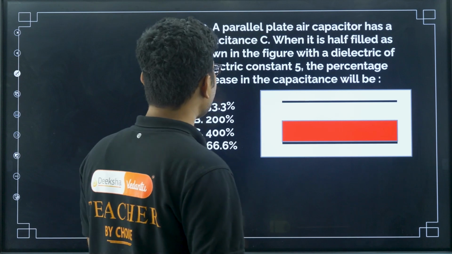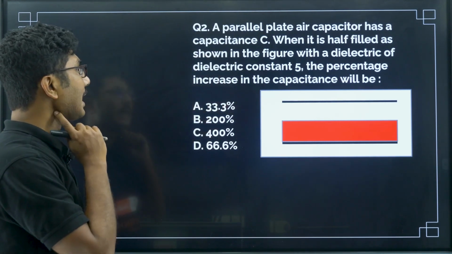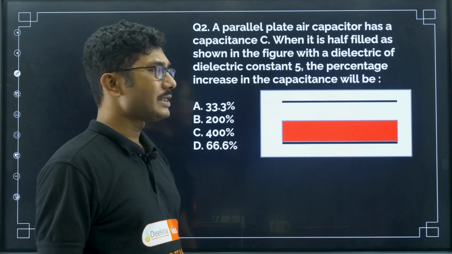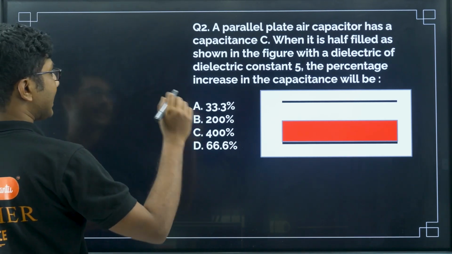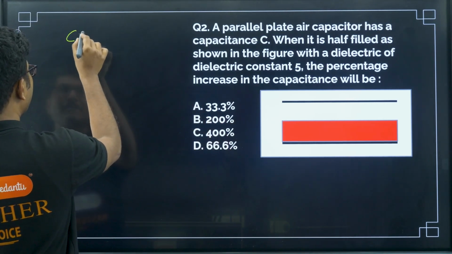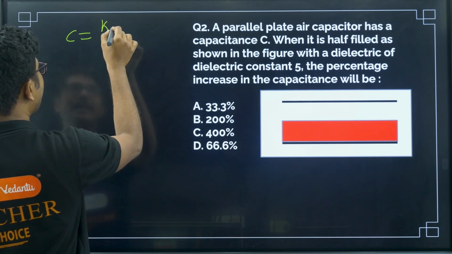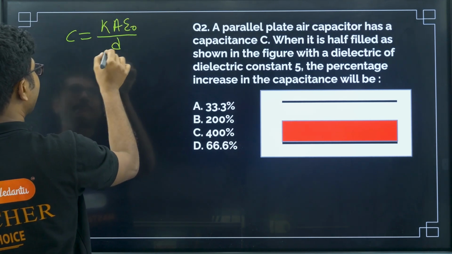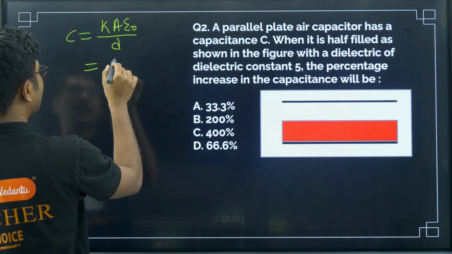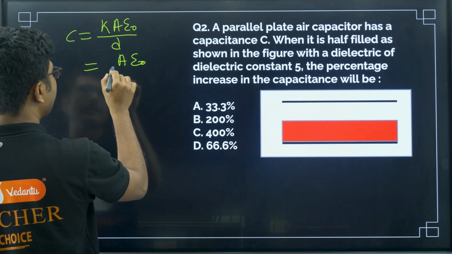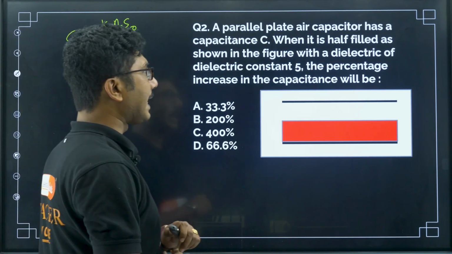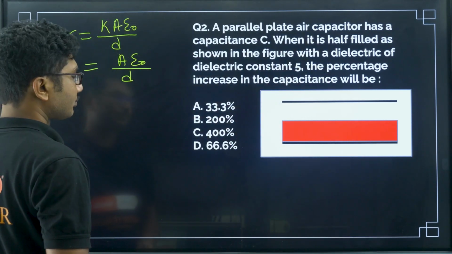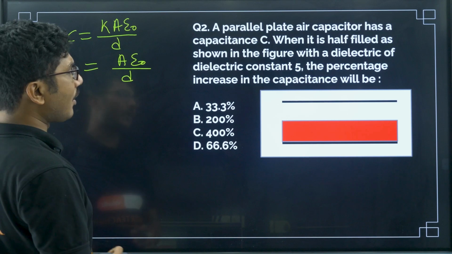When it is half filled as shown in the figure, with a dielectric of dielectric constant 5, the percentage increase in the capacitance will be. Initially it was an air capacitor. So for an air capacitor, C equals K A epsilon naught by D. The same formula is used multiple times. So A epsilon naught by D. Why A? Because K is 1 for air, right? Now it is said that it is half filled.